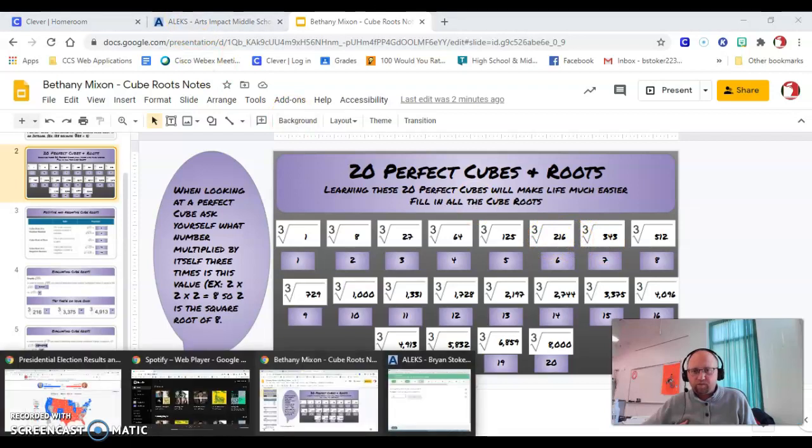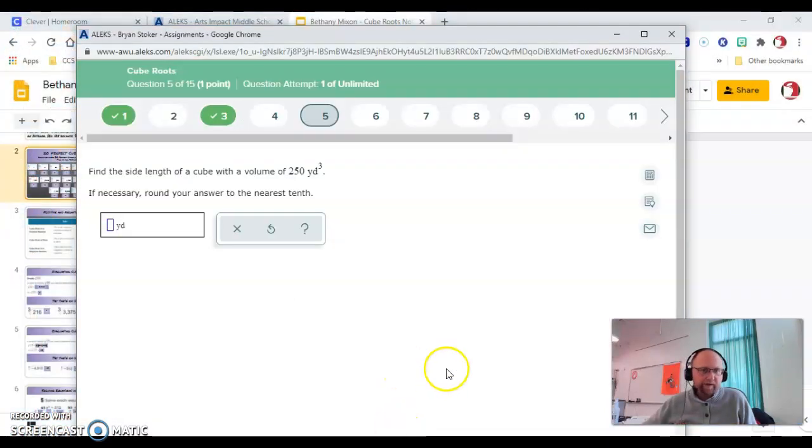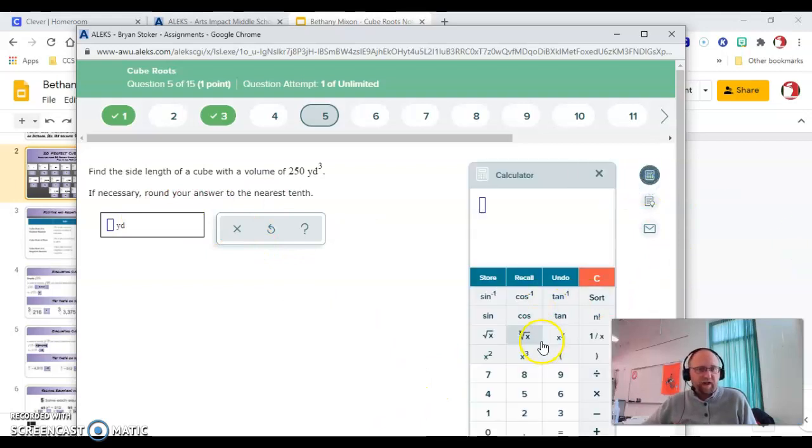So now, Mr. Stoker, what do I do? Now's where you grab the calculator. You simply evaluate it. Here's the cube root of the number 250 equals 6.299605249. Oh, round your answer to the nearest tenth.